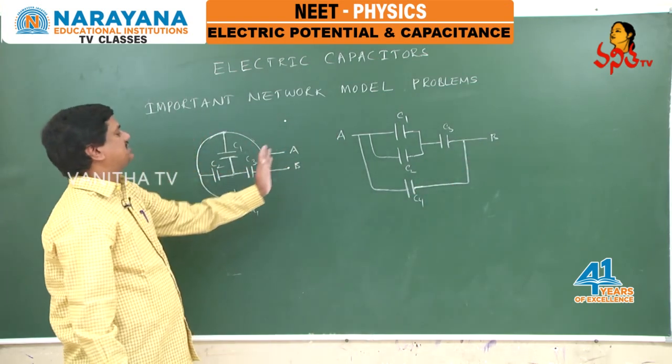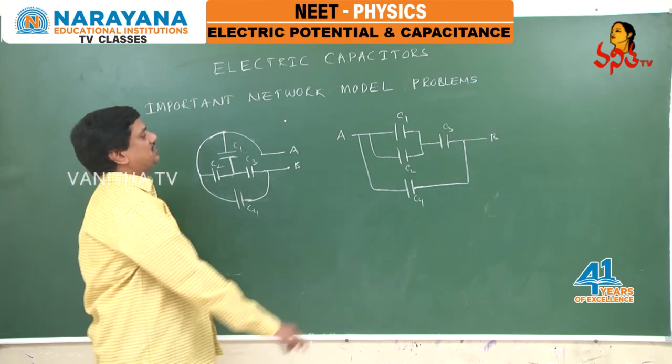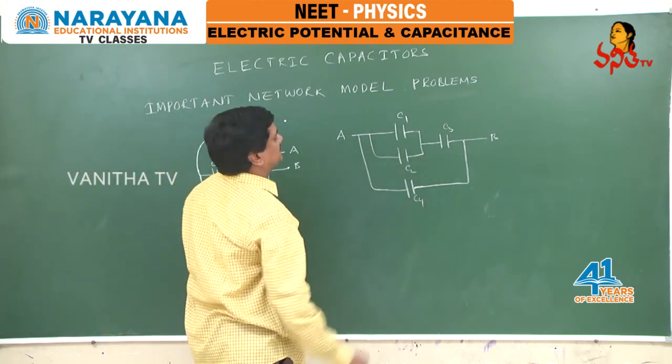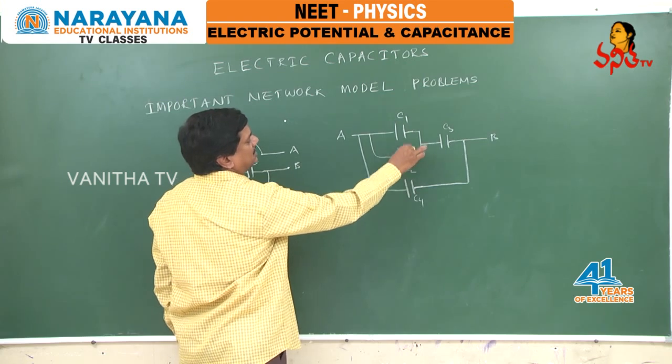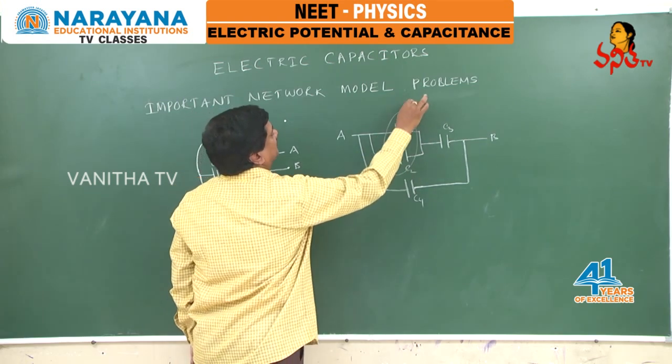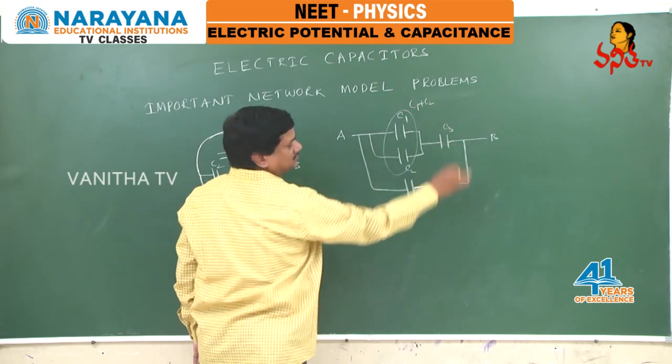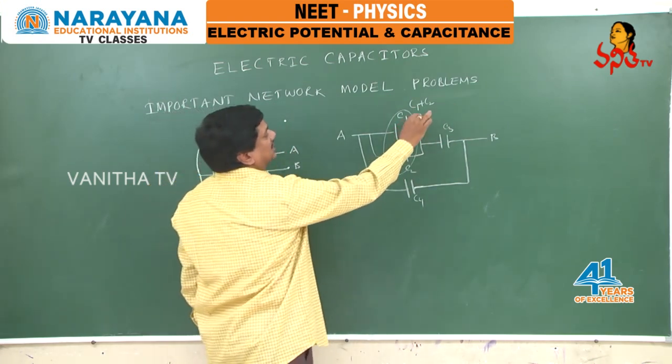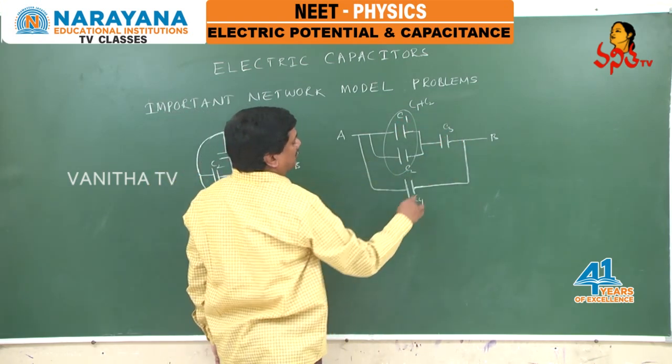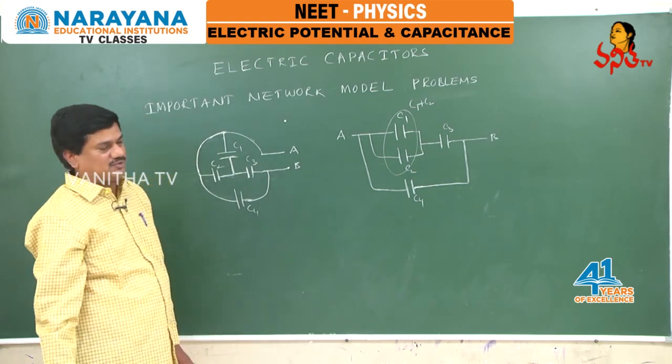So, this is the equivalent circuit for this. C1 and C2. So, we can write like this. First, C1 and C2 are in parallel. So, the effective capacitance of these two becomes C1 plus C2. And that is in series with C3, and that combination is in parallel with C4.